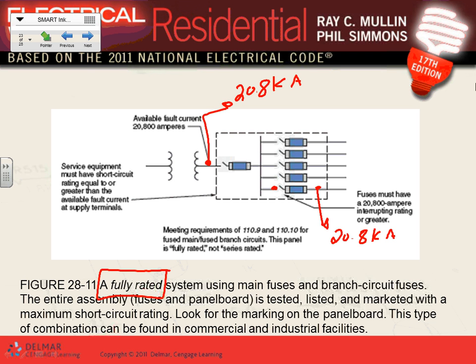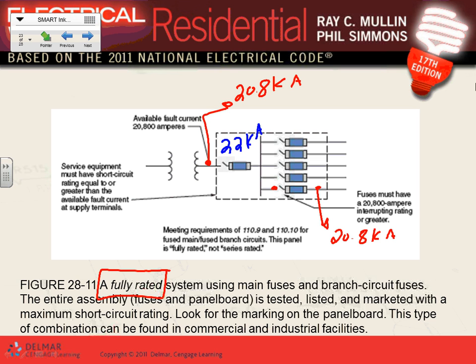So if this is a fully rated, do they have the rating on them? They don't have the rating on them. If it's a fully rated, I need you guys to size these for me as fully rated. Okay, fault is 20.8. If this is 20.8, what would this have to be sized for? Can it be 20.8? It has to be higher than 20.8. So the next standard is 22. You don't have to know that. So this is 22,000 amp. Am I cool now if I have a 20.8 and my main is rated for 22?